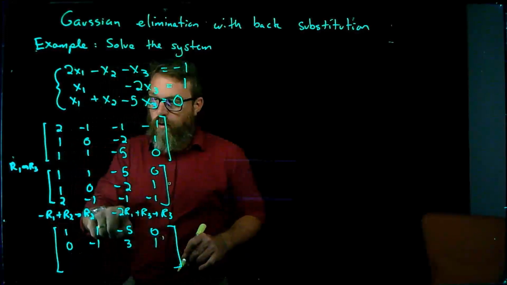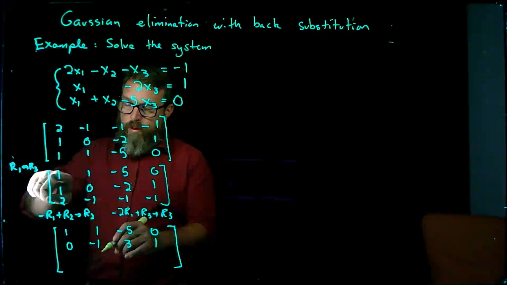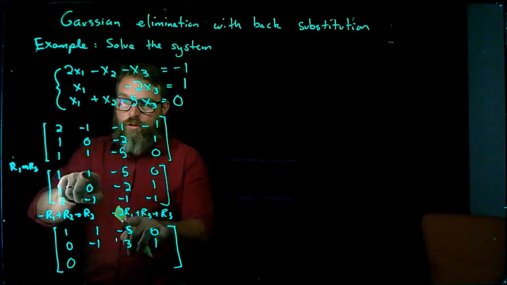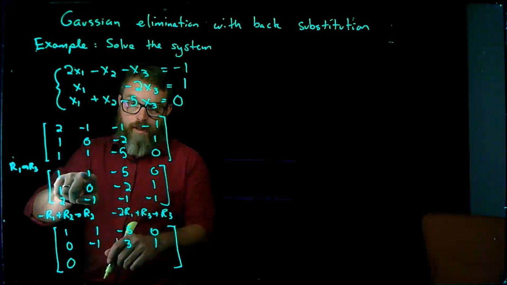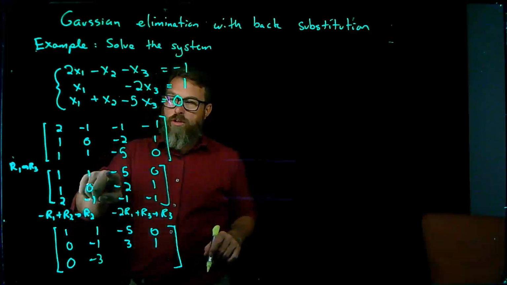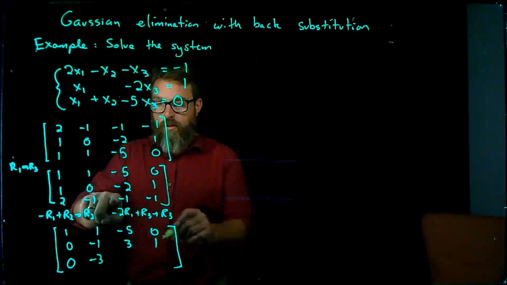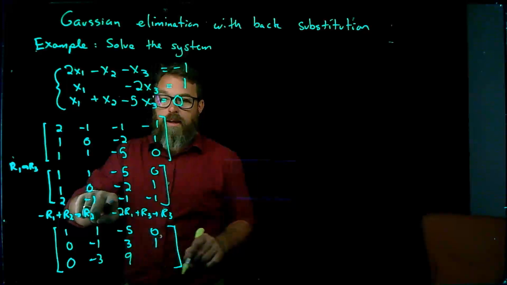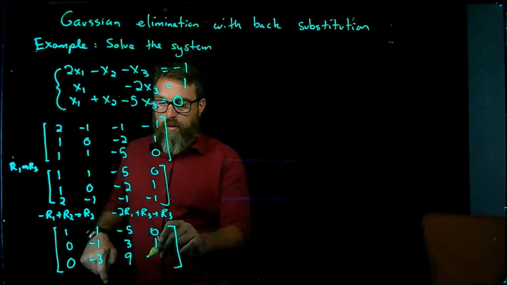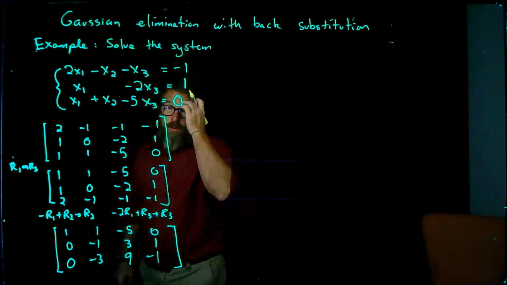And then similarly here, minus 2 times row 1, so negative 2 plus 2 is 0. Minus 2 times, so this will be negative 2 minus 1 is minus 3. Minus 2 times minus 5 is going to be 10. Minus 1 is going to be 9. And then minus 2 times 0 is still 0. Plus minus 1 is going to be minus 1. All right, not too bad.